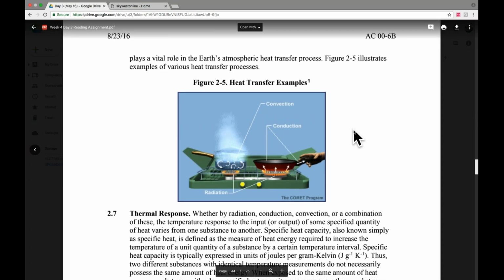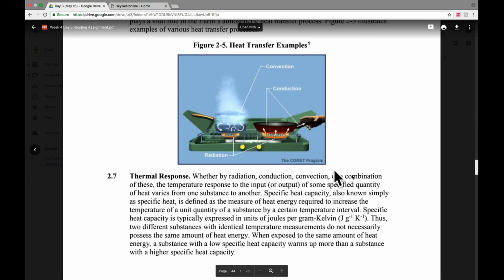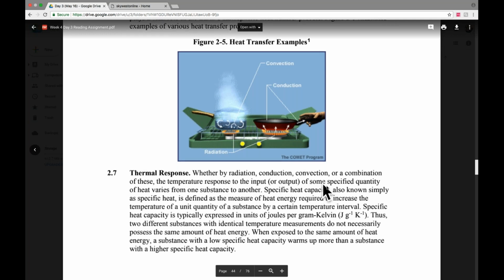All right, so the thermal response. Whether radiation, conduction, convection, or a combination of these, the temperature response to the input or output of some specified quantity of heat varies from one substance to another.